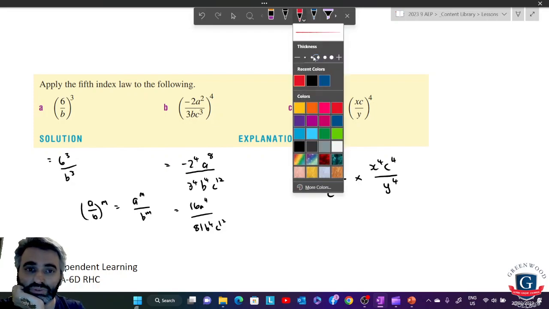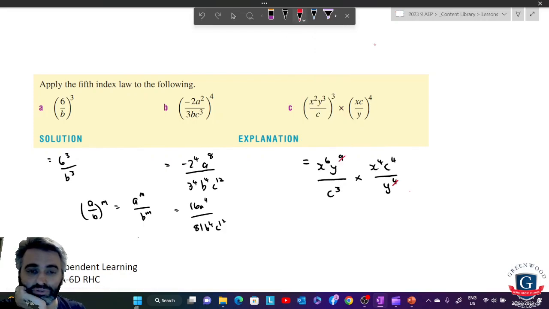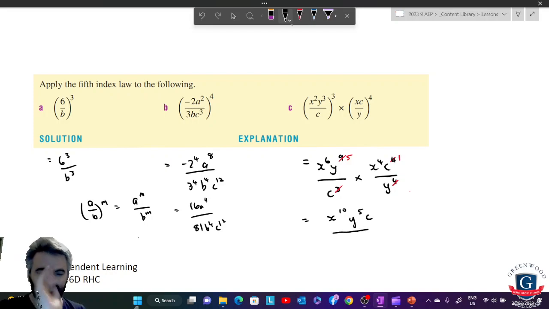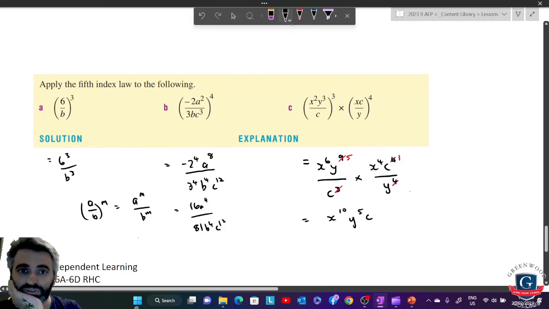Might get a smaller pen. This y to the power of 4 will cancel off with that. That 3 will cancel that down to 1. And we'll end up with x to the 10, y to the 5, c on, well, that's it, I think, because the y cancelled out. Better be a little bit careful about how I draw this. Nearly made a mistake with it.